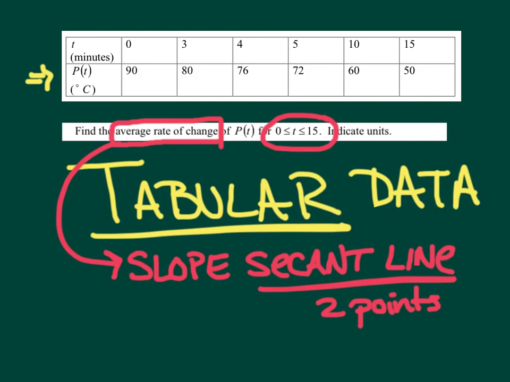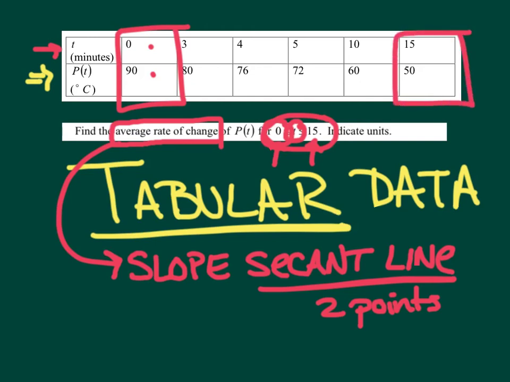Now, again, they're not 0 and 15. It's from x or t equals 0 to t equals 15. So basically, because you see that t, you go to the line with the t, you find the 0, and there's a point. You don't have to do much math. The t value is 0, the y value is 90. You do the same with 15. Again, that's like my x value and my y value.